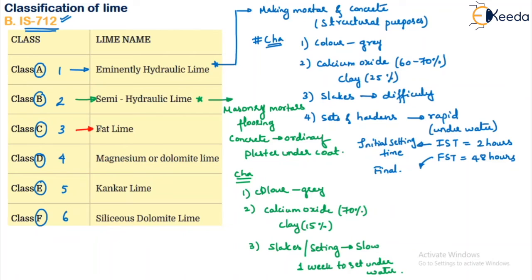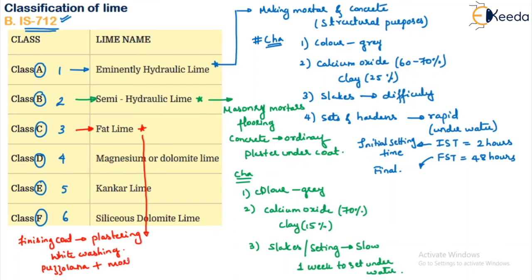Next, the third type is the fat lime. Now, it is used for all types of finishing coat in the plastering work. It is used for whitewashing. We can use it as mortar also, but along with the lime, we have to add pozzolana so that we can make the mortar out of it.